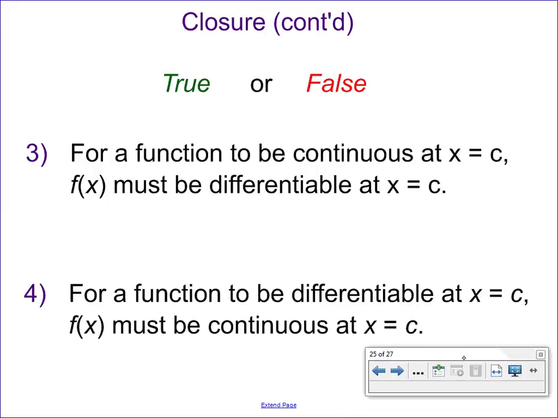And true or false in the corner. Here we go. For a function to be continuous at x equals c, f of x must be differentiable at x equals c. True or false, Sydney? False. Raise your hand if you agree with Sydney. Keep your hand up if you're willing to share number 4, out on a limb, taking a risk in front of your classmates. Fear of being judged, okay? And Marissa? True, yes.